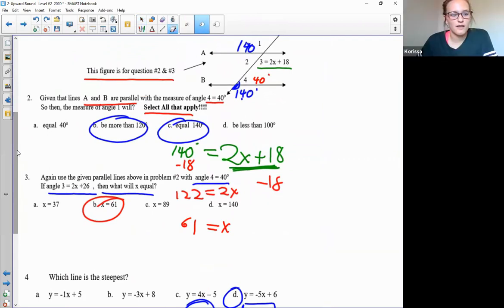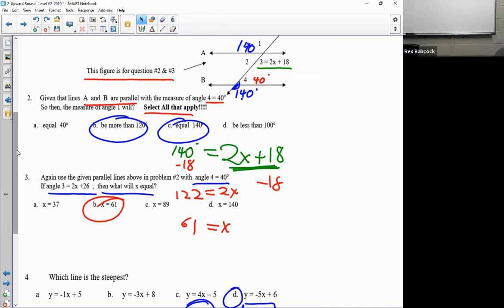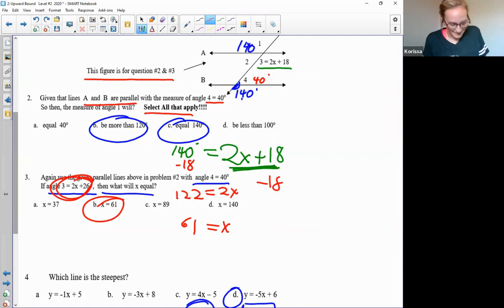The equation in the number 3 question is y equals 2x plus 26, and then the equation in the line graph is y equals 2x plus 18. Well, let's do it the other way. Chris, if I use 26 instead of 18, is the right answer up there? I didn't do it. Hold on. Come on, Chris. Let's do it.